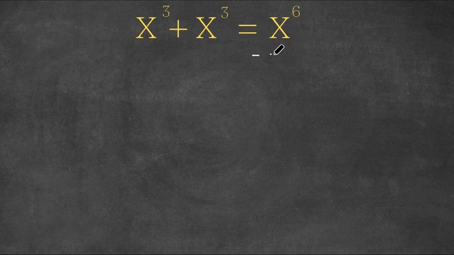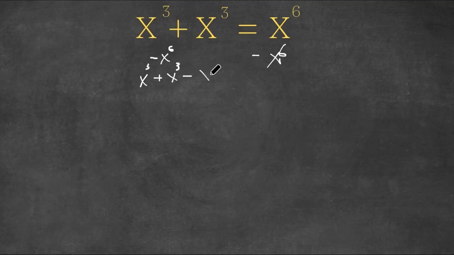So what we're going to do is we're going to subtract x to the power of 6 on both sides so that it joins the other x's. So this results in us having x to the power of 3 plus x to the power of 3 minus x to the power of 6 equals 0. All right, so now what we're going to do is we're going to factor out x to the power of 3 from this expression.